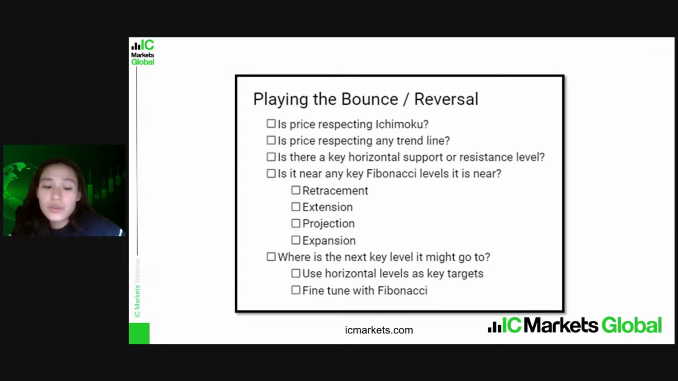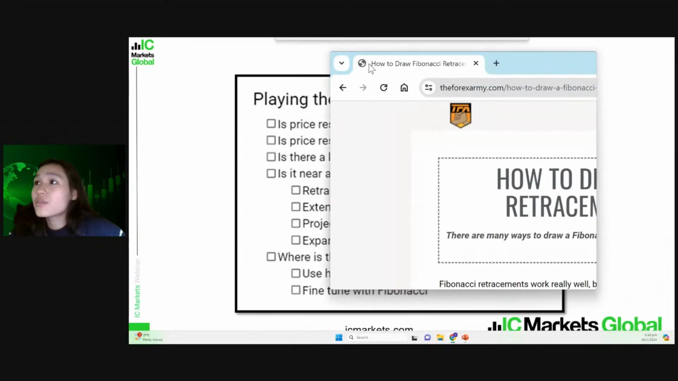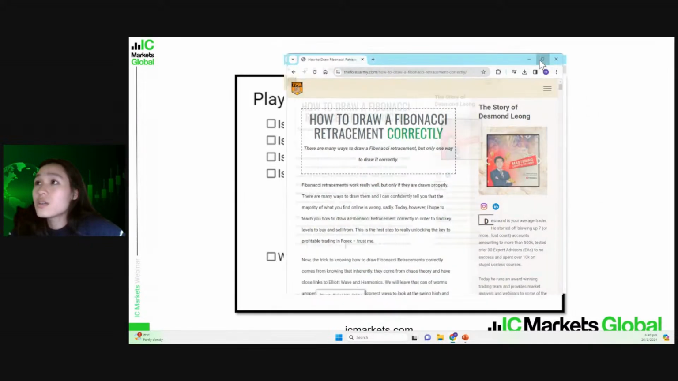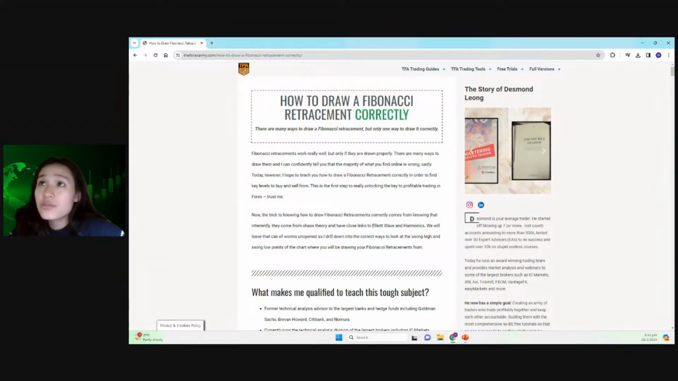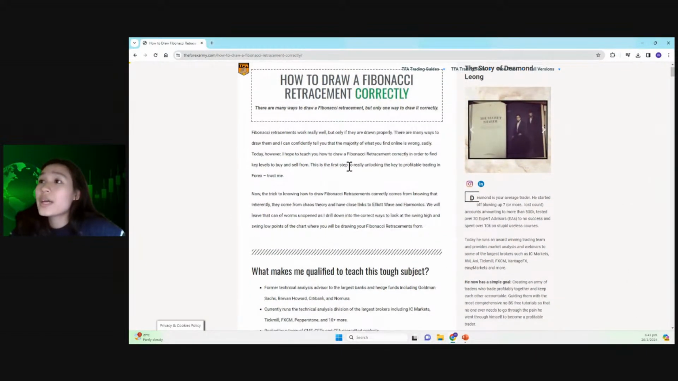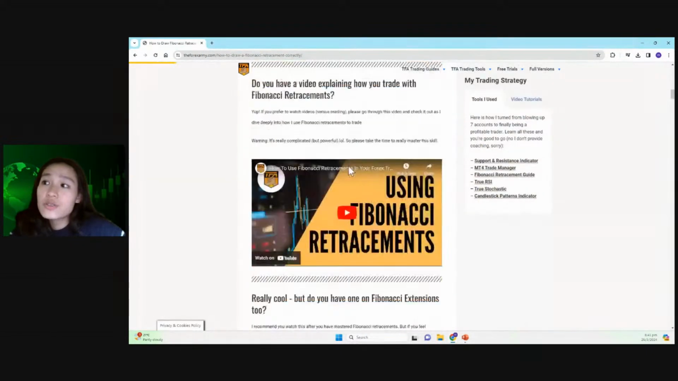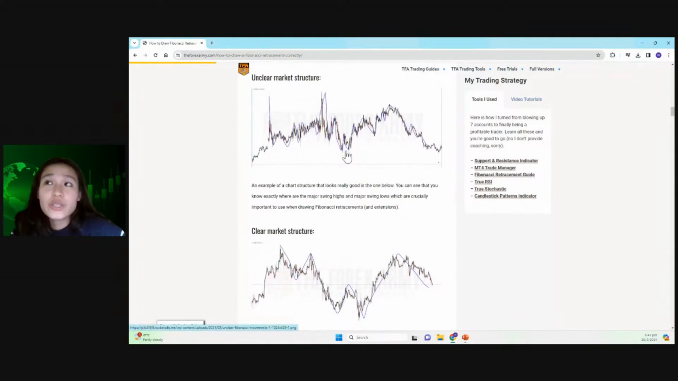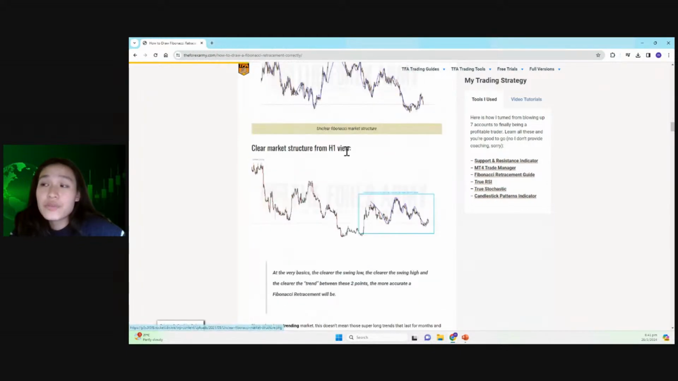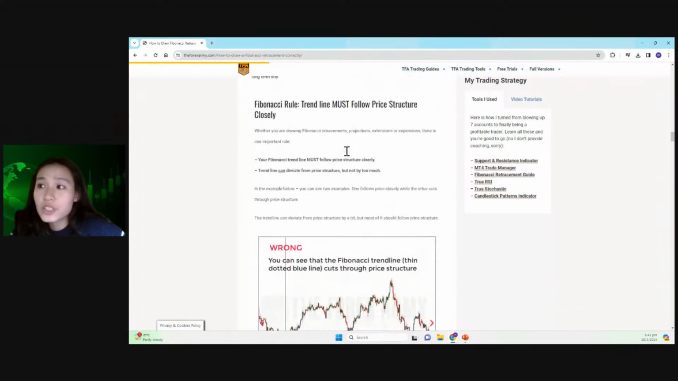If you're unfamiliar with any of the terms that we've used here, especially for the Fibonacci, I highly recommend you take a look at Forex Army's How to Draw Fibonacci Retracement, at forexarmy.com. It goes through an in-depth explanation as to what to look out for, especially if you're a beginner to Fibonacci.